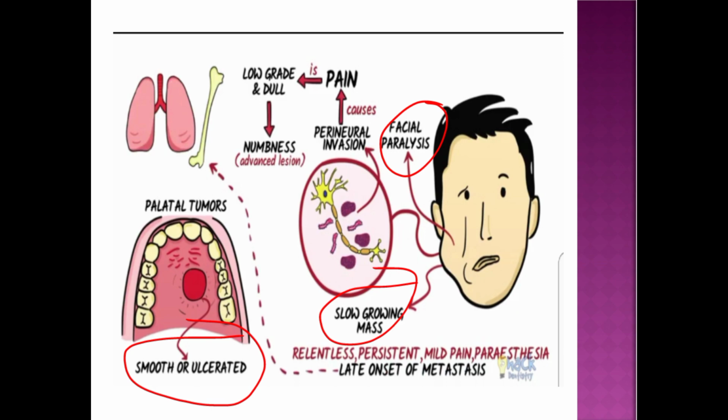So what happens when there is a perineural invasion? The patient feels pain, and the pain is low grade, and in advanced stages it becomes numbness. There is a dull itching pain, and that dull itching pain in advanced stages becomes numbness. It involves the nerves. They are saying that there is a mild pain, paresthesia, and a late onset of metastasis.